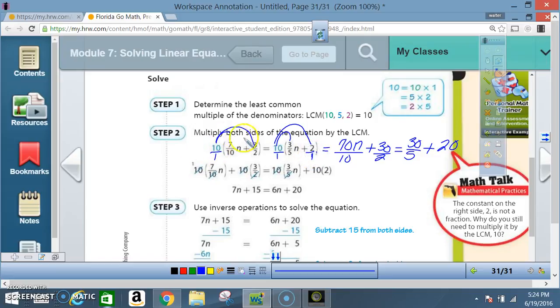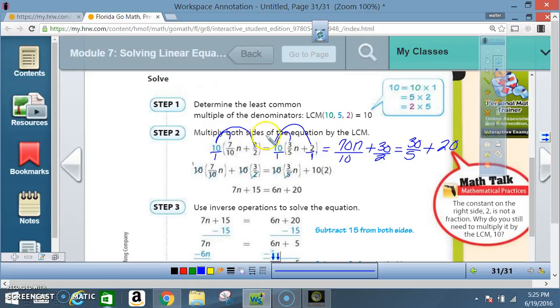Okay, so now we multiply. Now when we multiply, we realize that 10 over 1 must be multiplied by 7 over 10n. Then 10 over 1 times 3 over 2. Then 10 over 1 times 3 over 5n. And then 10 over 1 times 2. All right, now 10 times 7 is 70. Actually, we're saying 10 times 7n, so that's 70n. 1 times 10 is 10.